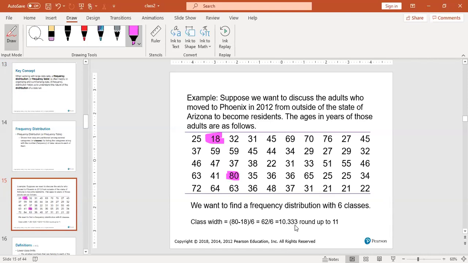We always round up in order to cover the whole range of data. Then in this case, we round up to 11. Then the class width is going to be 11. The minimum is 18, so we are going to start at 18. Let's say that here we have the class, and we start at 18.